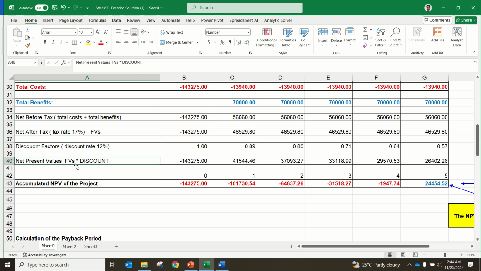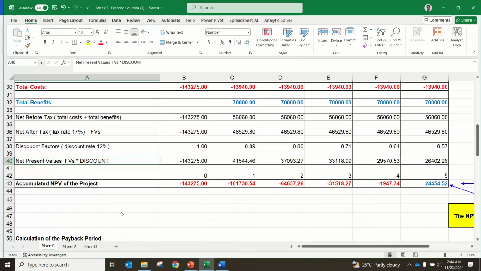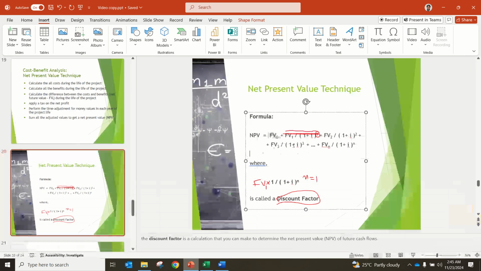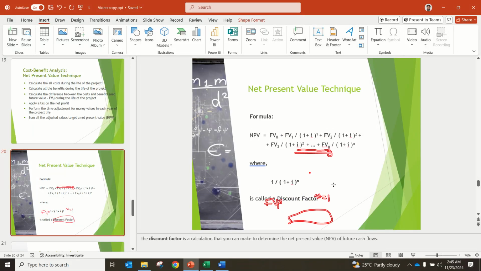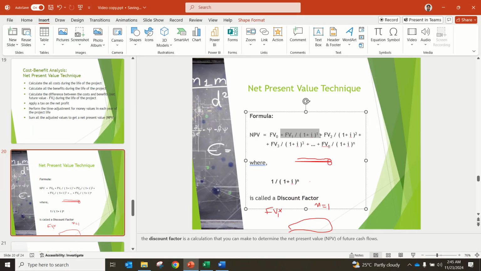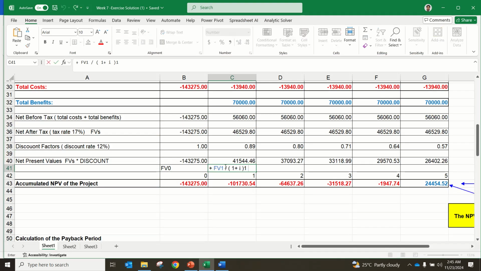Now your NPV values. Each component you need to find out. This is your first component, FV0. What is this value? This value is nothing but your first component itself. Let me just take this out. This component which you see here is nothing but this one. Take out that plus.